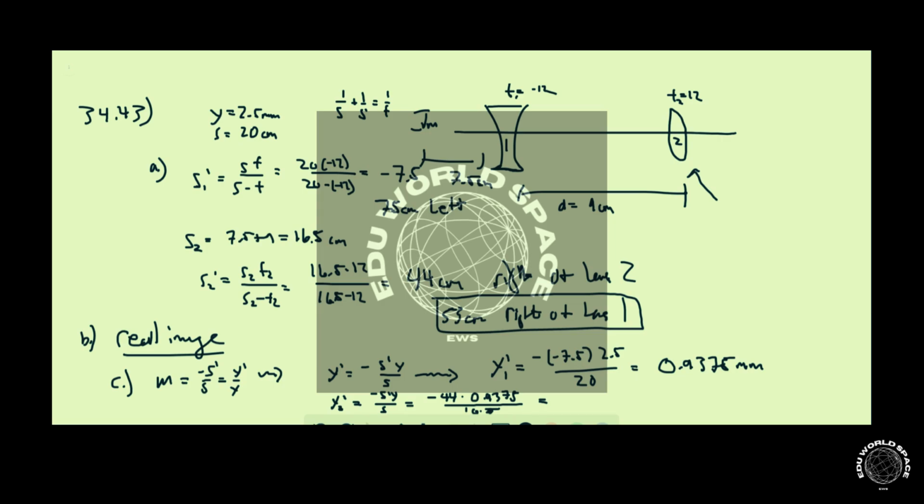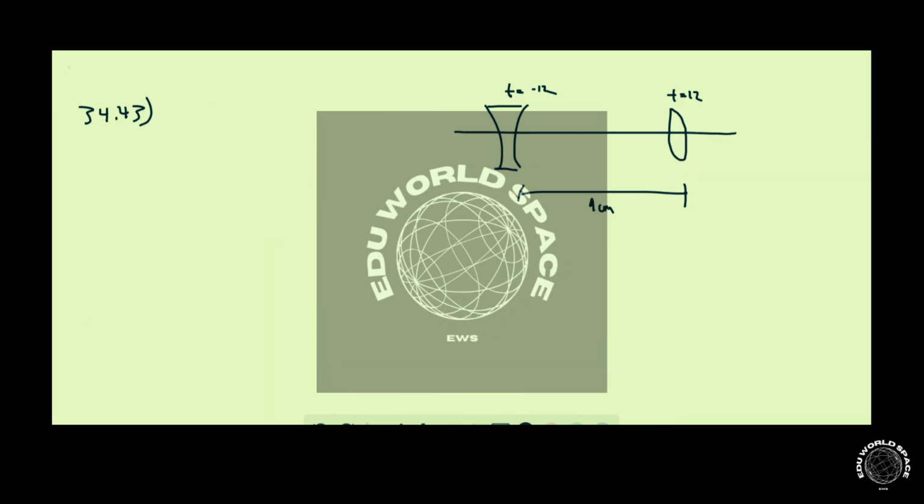Let's plug that in. We should see that this is negative 44 times 0.9375 divided by 16.5. And this comes out to being exactly 2.5 millimeters. Huh, interesting. So it comes out to being the same exact size as it was before. So overall, there is zero magnification. It's also positive, so that means we know that it is going to be upright.